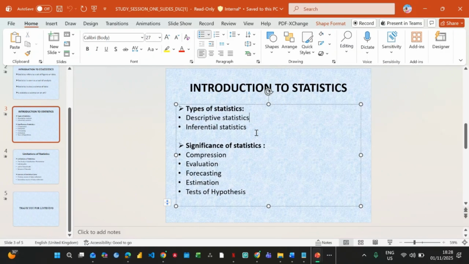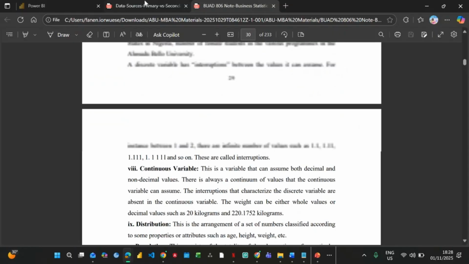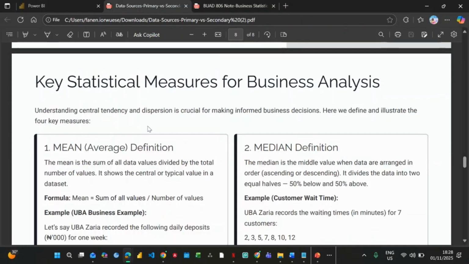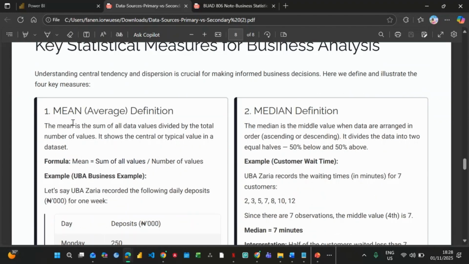He said descriptive statistics is where you do things like the mean, the mode, the median, and all that. Do you understand? If you go back to this material, you see that on top of it, I have some key statistical measures. We are looking at central tendency and dispersion. It is very important when you're talking about business decisions. So we are going to look at some of them, like the mean, the average.